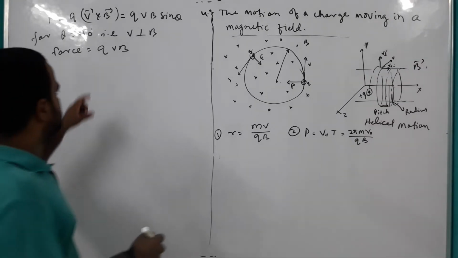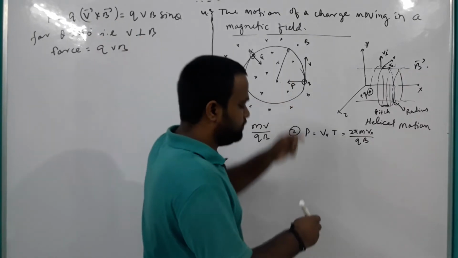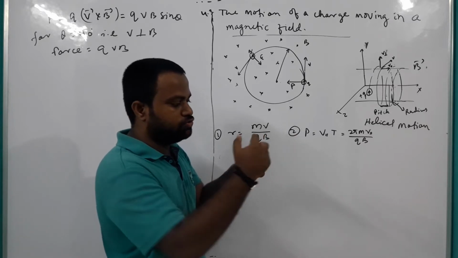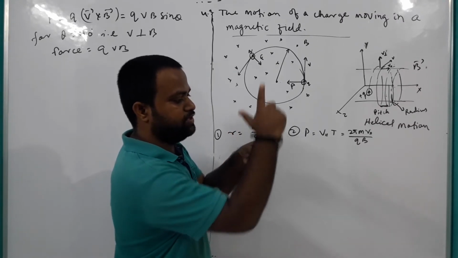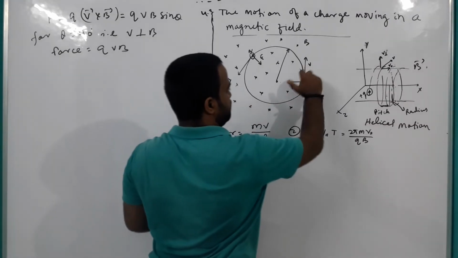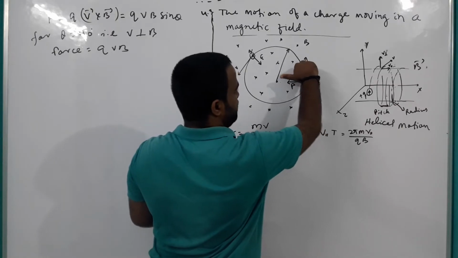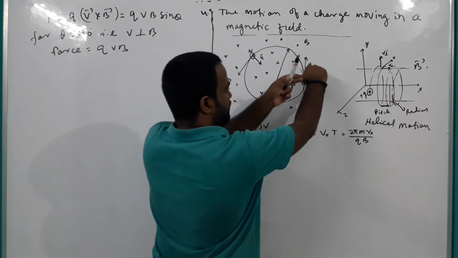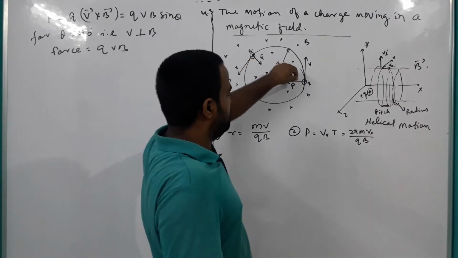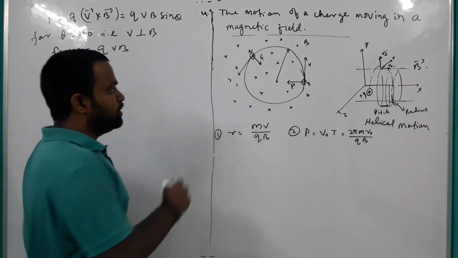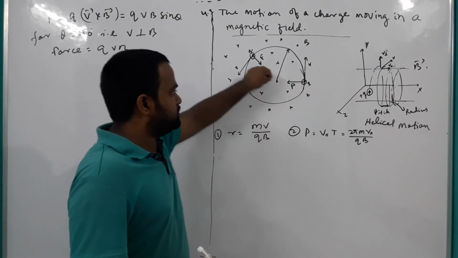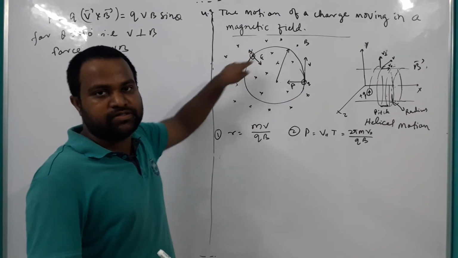Let's see how. Because V cross B, suppose V is perpendicular to B. So according to right hand thumb rule, this is V, this is your B. If I put the right hand thumb rule, so V is this way and B is inside. So I'll keep my fingers in this way, my thumb directs to inside, inward. So this is your force towards center, or it's called centripetal force. As it is towards center, the motion will be circular.